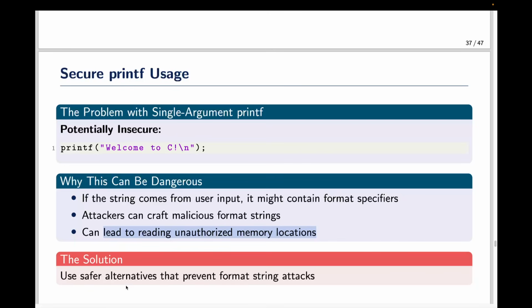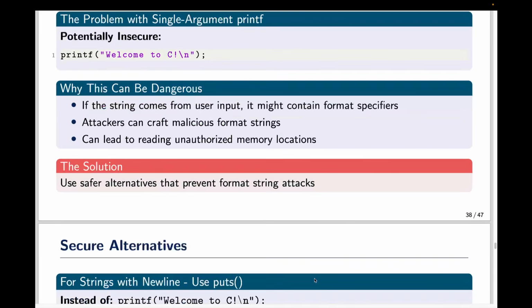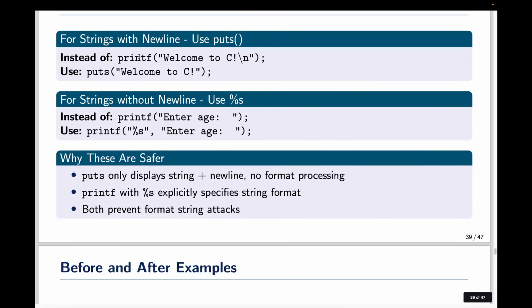So the safer alternative that prevents format string attacks is this: instead of just writing printf "Welcome to C", use puts "Welcome to C". What does this do? puts only displays the string plus a new line, with no format processing. Remember, from now on, instead of printf, use puts. puts is only used for strings, and it automatically adds the backslash n, the escape character for a new line.